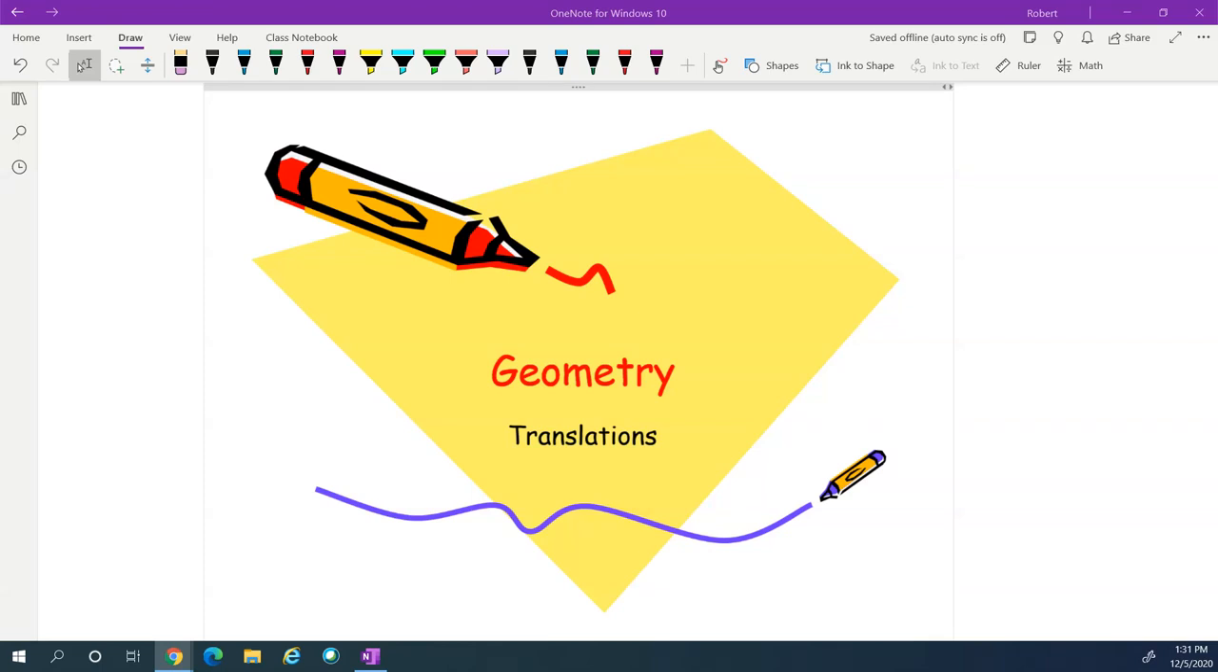Okay, guys, we are back, and we are picking up with our transformations unit. Specifically, we're going to start with translations. There are four transformations: translation, rotation, reflection, and dilation. We're going to start here with translation. So let's get some general vocabulary out of the way, and then we'll dive right into it.